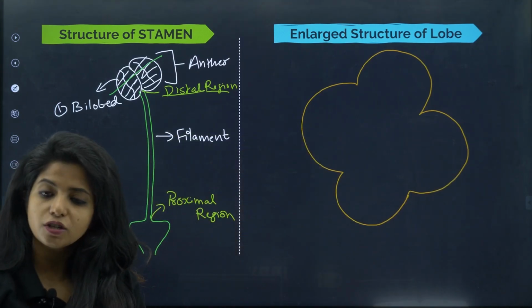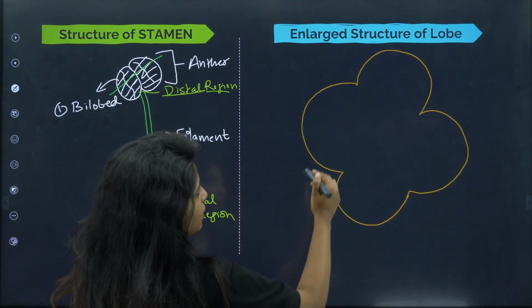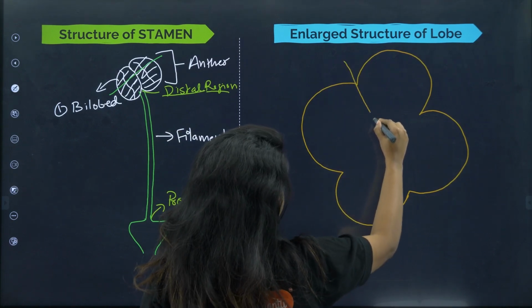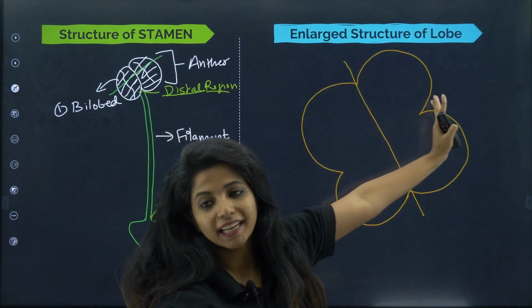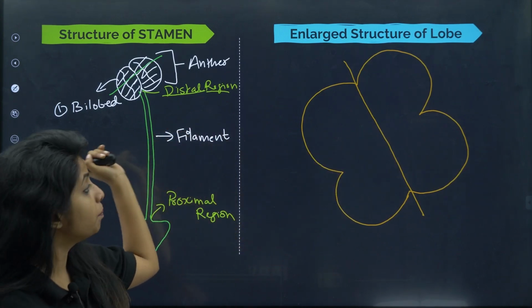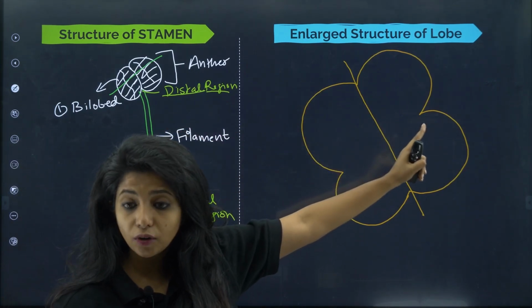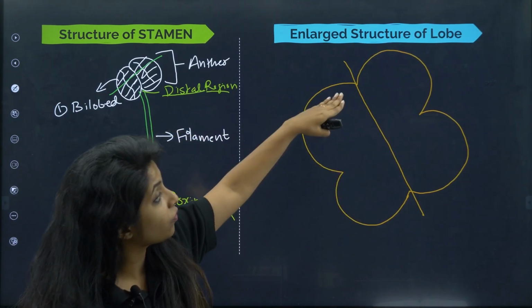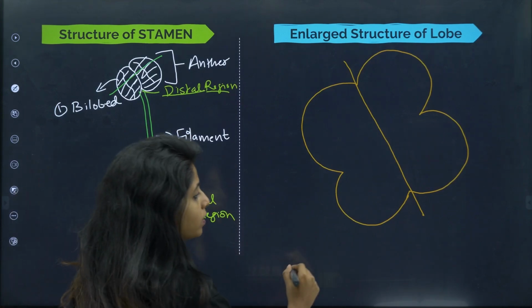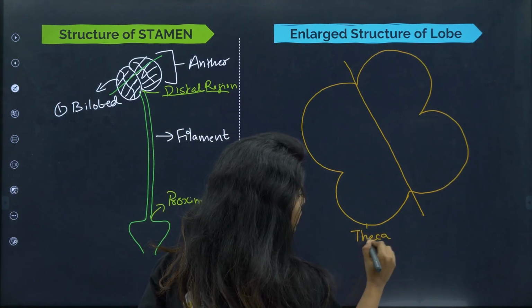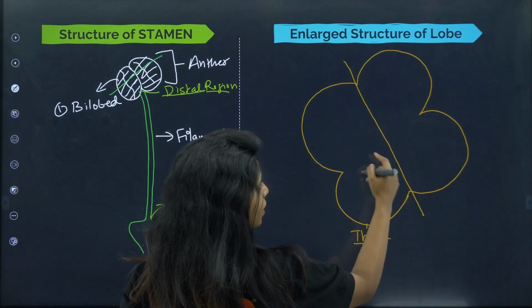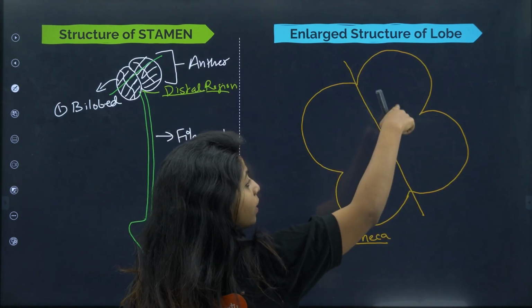Yeah, it has a structure like this, children. This is one lobe and this is the second lobe, which is why I say it is what? Bilobed. This is one lobe, this is the second lobe, and each lobe is also divided into two regions. What do you call this? You call this theca. One is theca, this is another theca, this is the other one.